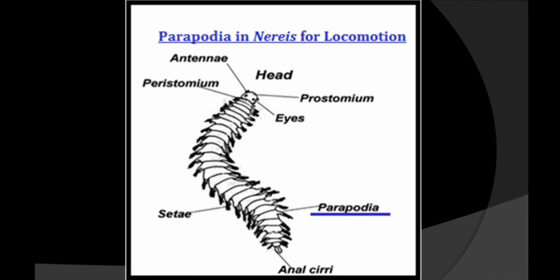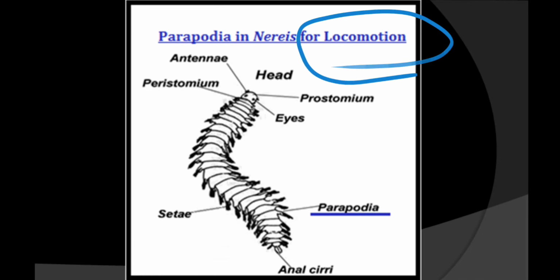Now see here in the Nereis, parapodia-like structures are present. Observe its body here. These are the parapodia. They are present on their body, and on the terminal part of the parapodia, setae are present. So these parapodia and the setae are helpful in locomotion.